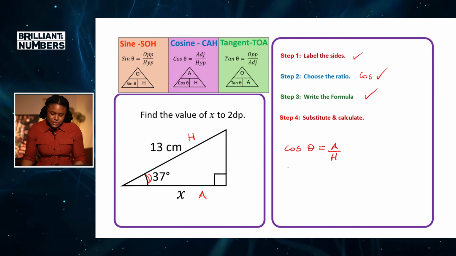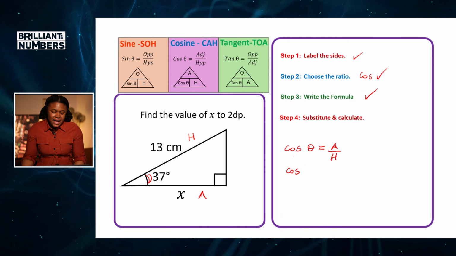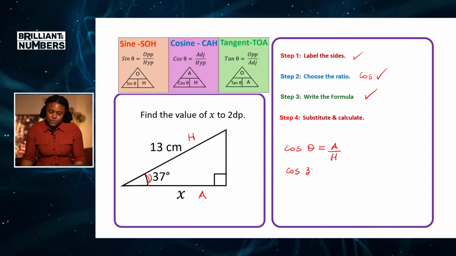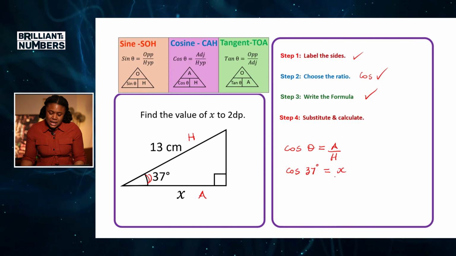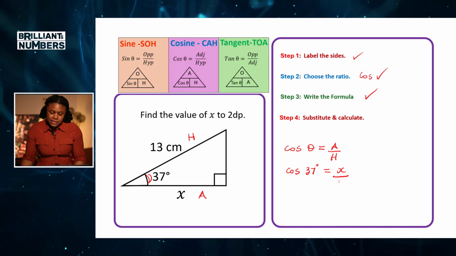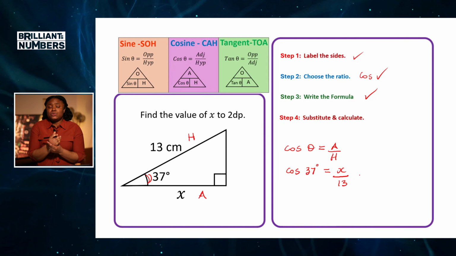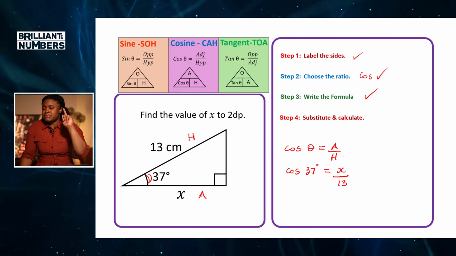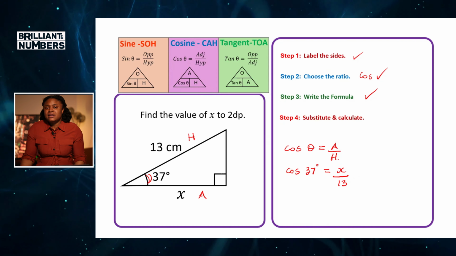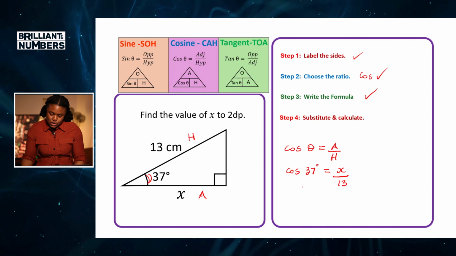So I'm going to substitute. I've got cos. My angle in the question is 37 degrees and the adjacent side is x. Awesome. And the hypotenuse is 13. Very important where we put them. Now I can see again my variable is my numerator. Clearly I will need to multiply for this question.